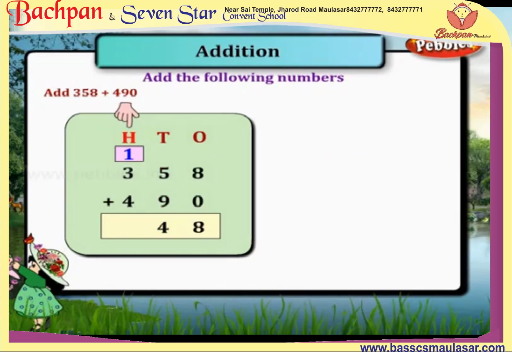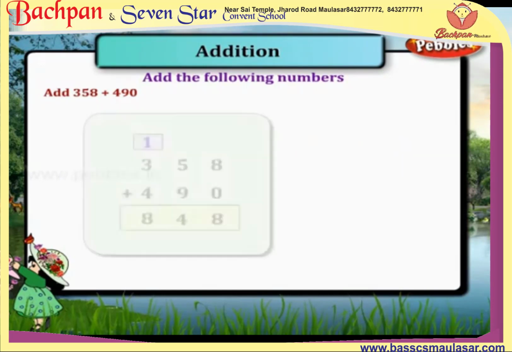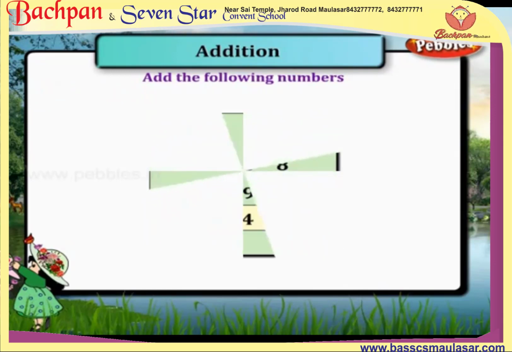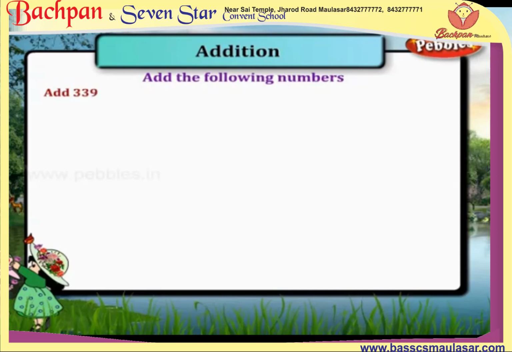Now add the hundreds. 1 plus 3 plus 4 is equal to 8. The sum of 358 and 490 is equal to 848. Now what is 339 plus 272?